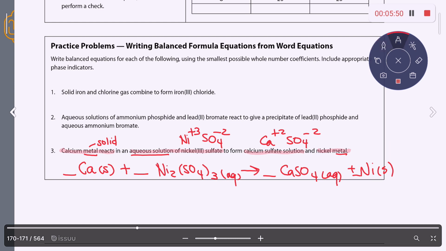Now, remember, when we are balancing things, you have to balance polyatomic ions as groups. So I've got 3 SO4s on the left, so you'll put a 3 on the right to balance the SO4. Then you've got 3 calciums, so you're going to put a 3 over on the left-hand side to balance the calcium. Then you've got 2 nickels, so we're going to put a 2 here to balance the nickel. 3, 1, 3, 2 would be the balanced equation. Any questions on section 4.1?